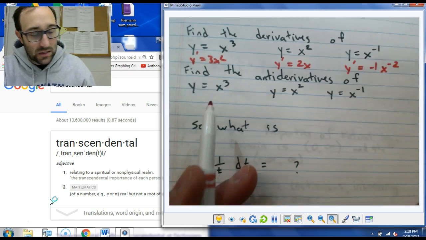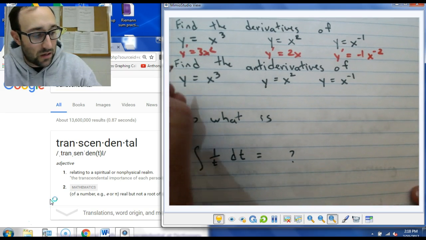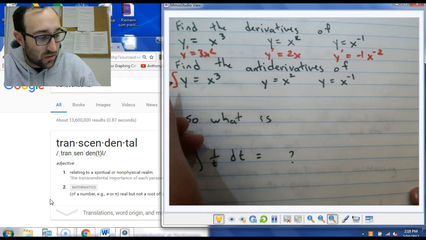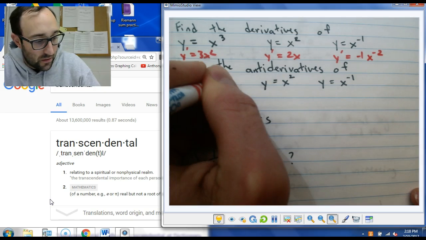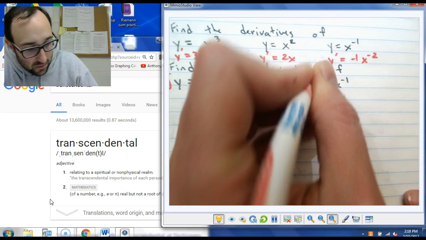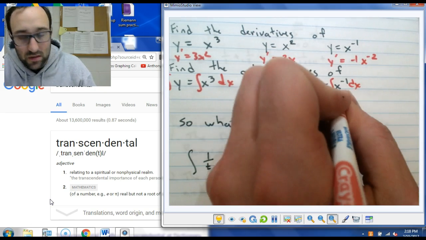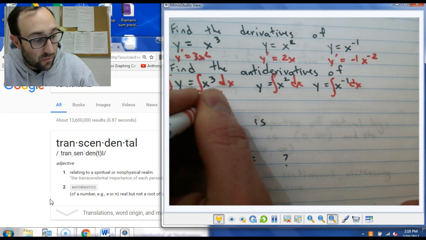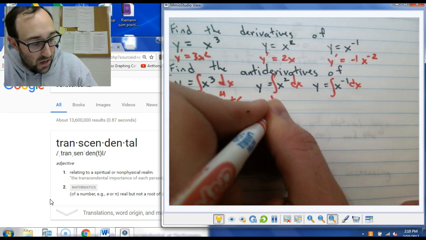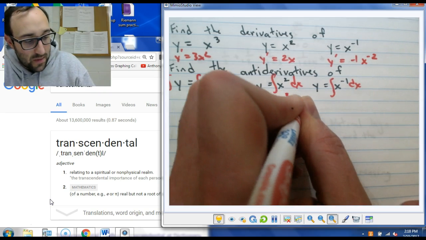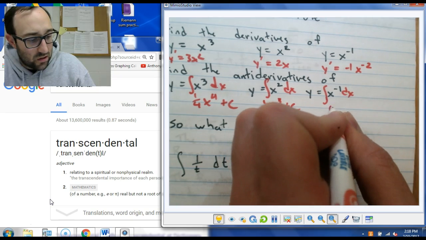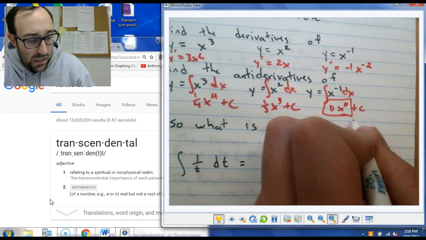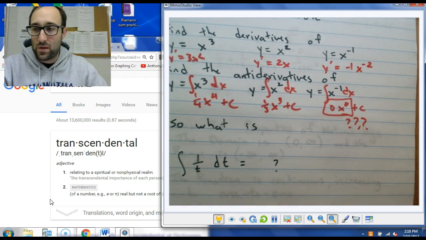Alright, so let's take the antiderivatives of the exact same thing. So we want to say, what's the antiderivative of that? Well, let's just take the integral dx, and the integral dx. Okay, let's just do that. And so that would be 1/4 x to the 4th plus c. This would be 1/3 x to the 3rd plus c, and this would be 0x to the 0 plus c, and you say, wait a minute, what happens here?